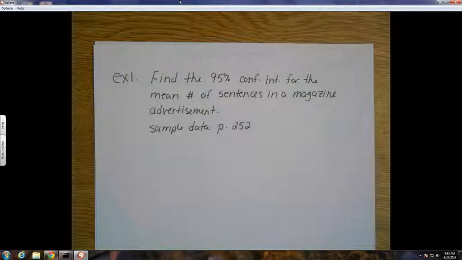Okay, so based on this sample of, I think they did 30 magazines, we want to know what's the average for all magazine advertisements out there. What's the average number of sentences in all magazine advertisements? Why would somebody study that? I can't imagine why that's an important study, but that's what this one problem's all about. So, what's the average number of sentences you would find in a magazine advertisement based on this sample of 30?